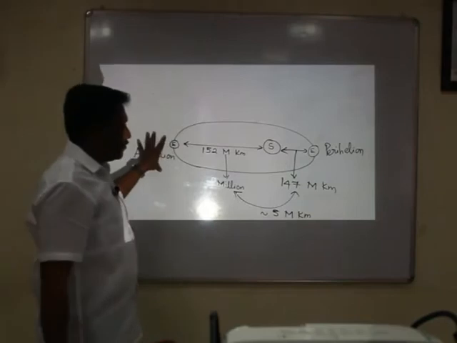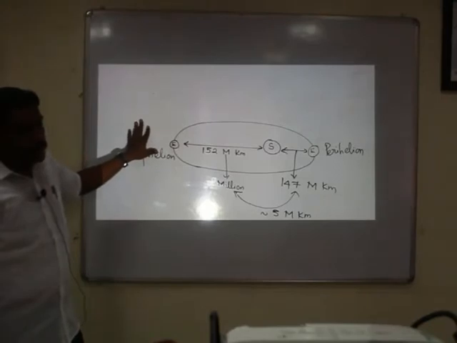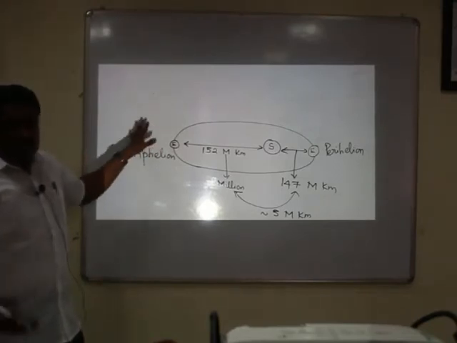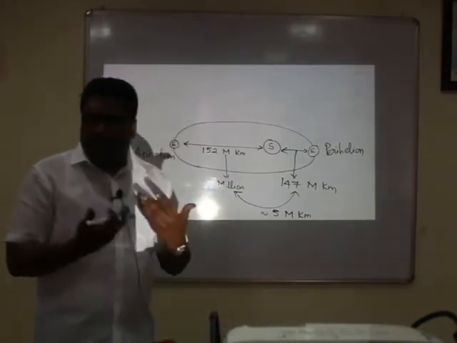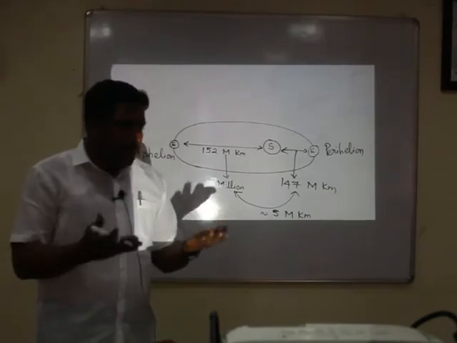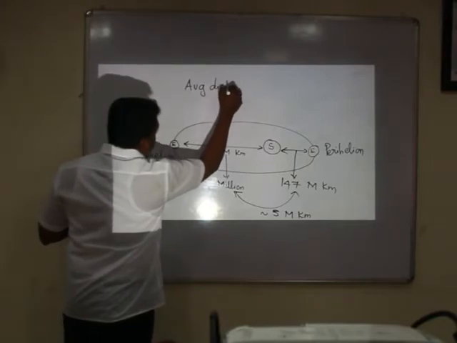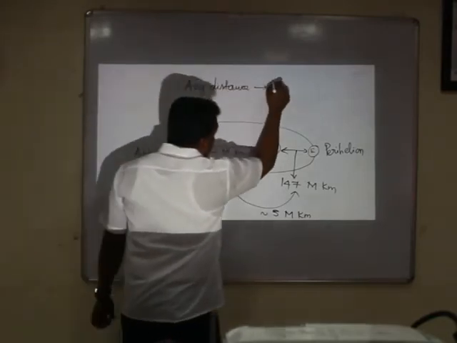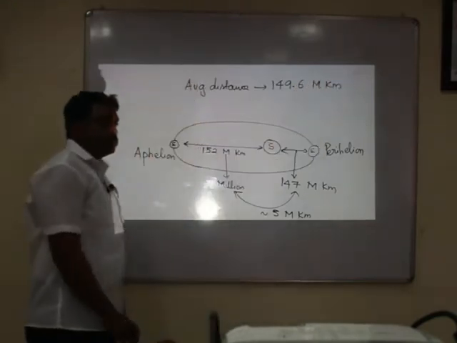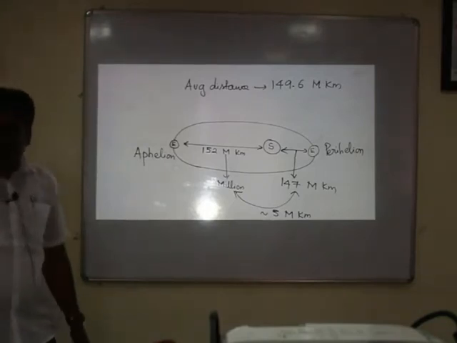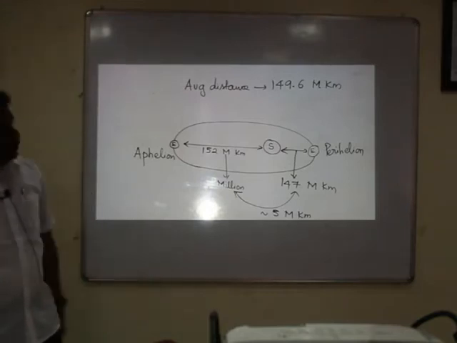Correct? Right. So every day the distance between earth and sun is going to change. Now comes the question. Whenever I have variable data, somewhere I should arrive at average data. If you ask me what is the average distance between earth and sun, this average distance is 149.6 million kilometers.